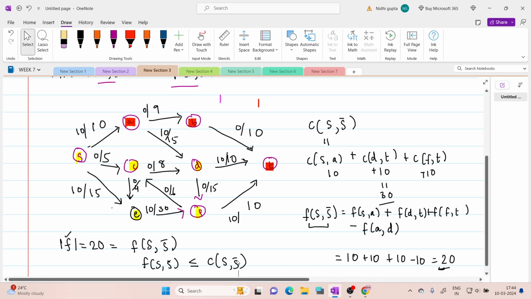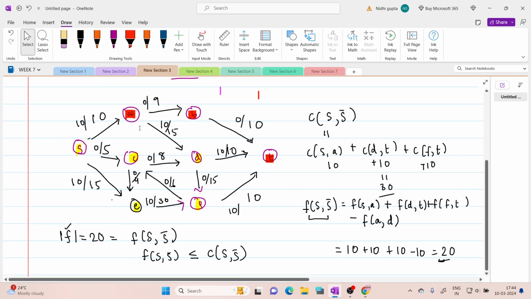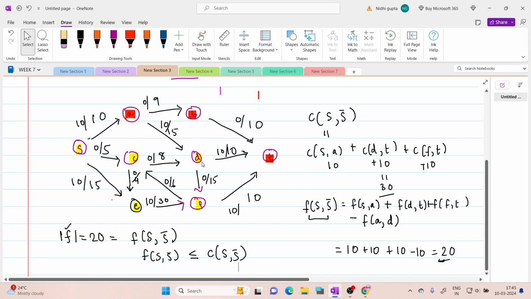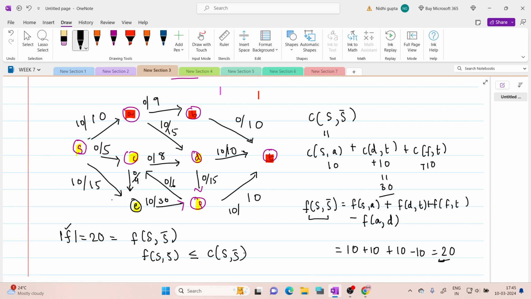Okay, so these two are true. But ma'am, this is not the minimum cut, na? Yes, it is not the minimum cut. If it was a minimum cut, then the capacity should come out equal to the cut flow.